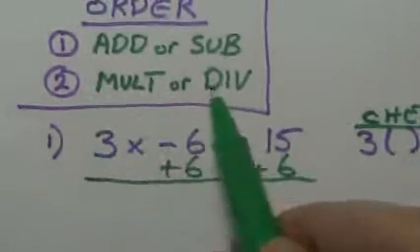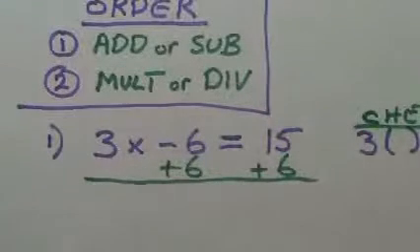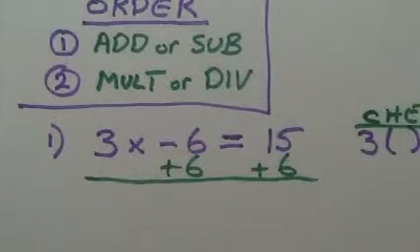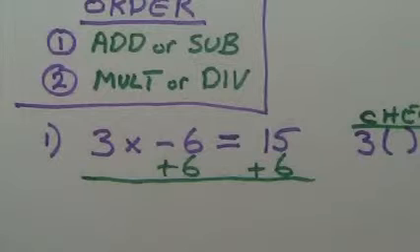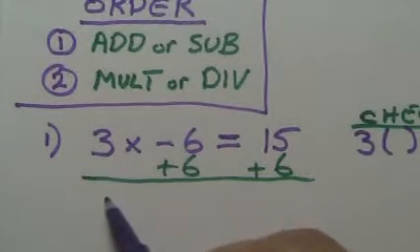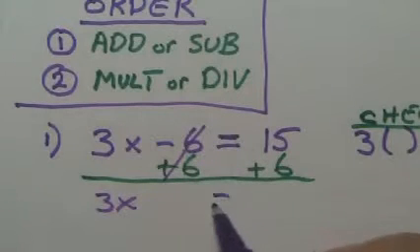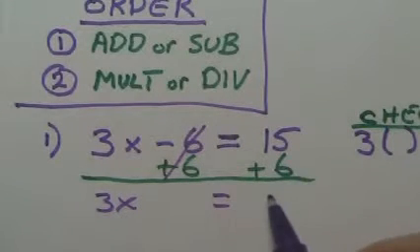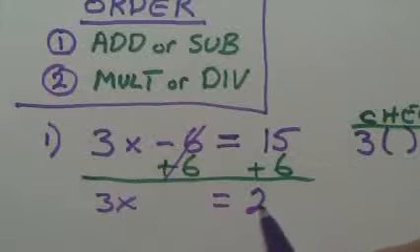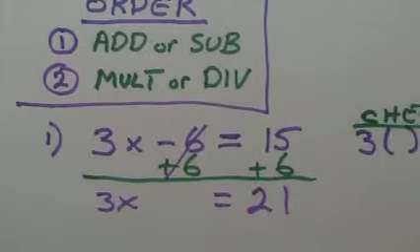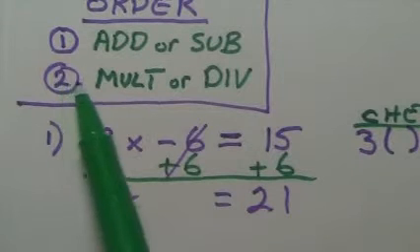Now, you could do the other method. You could start off with multiplying and dividing, but it'd be very complex. This is much easier. Okay, so that leaves me with 3x. That's gone. That's 0. And 15 and 6 makes 21. And you can see your answer right now, but let's go ahead and do the second step.